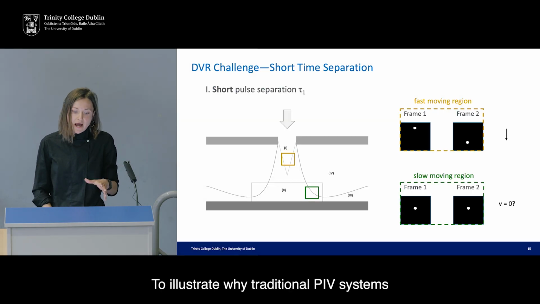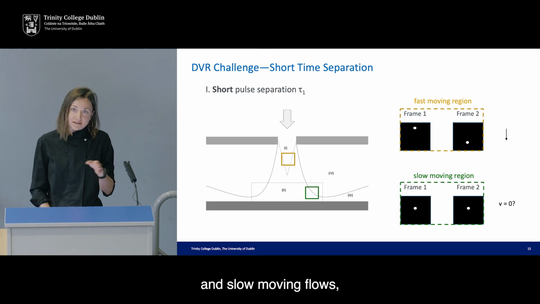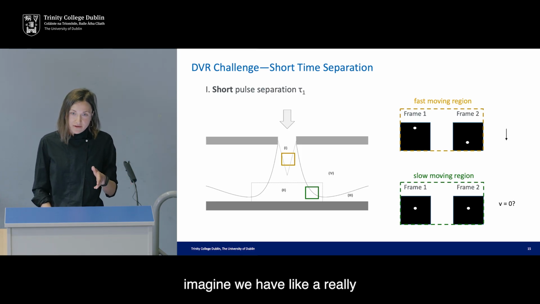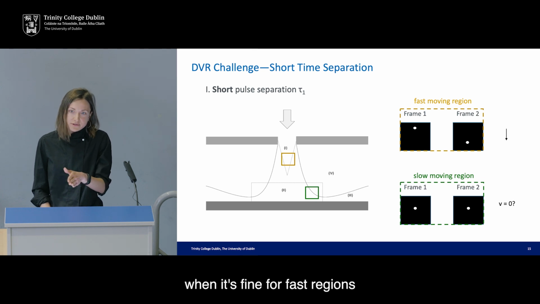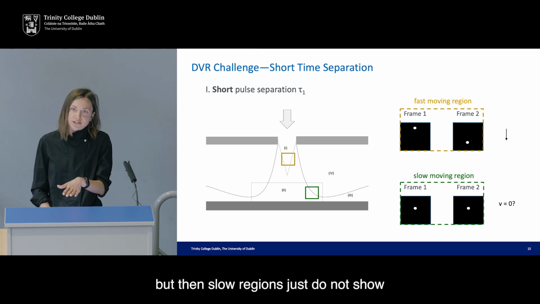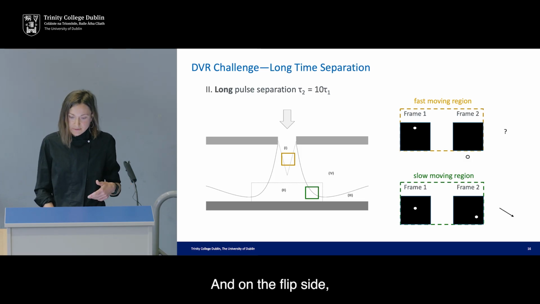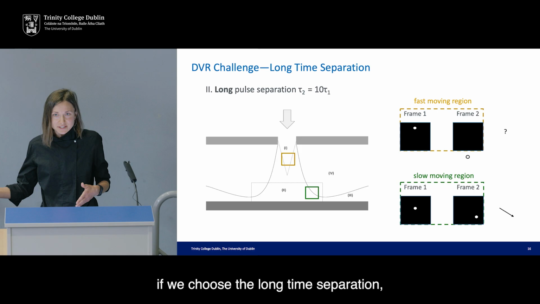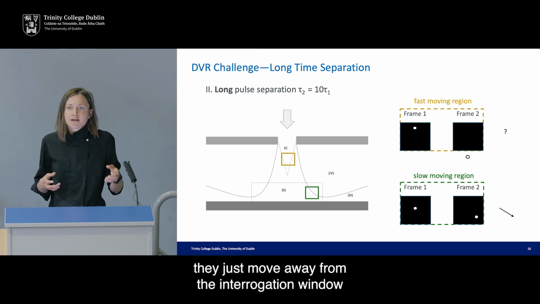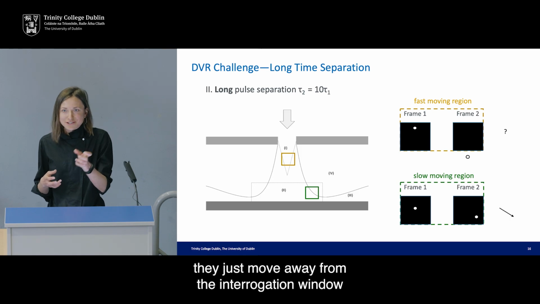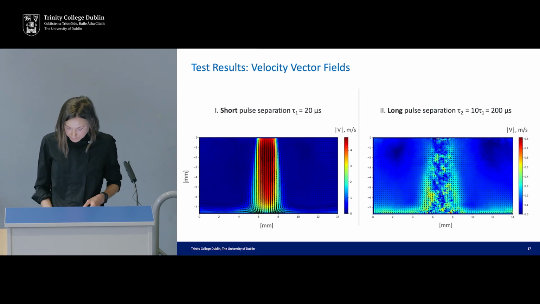To illustrate why traditional PIV systems struggle to resolve fast and slow moving flows, imagine we have a really short time separation. It's fine for fast regions, but then slow regions just do not show enough movement so we can get the measurement. On the flip side, if we choose a long time separation, then particles in the fast moving regions just move away from the interrogation window, and yet again, we lose data.